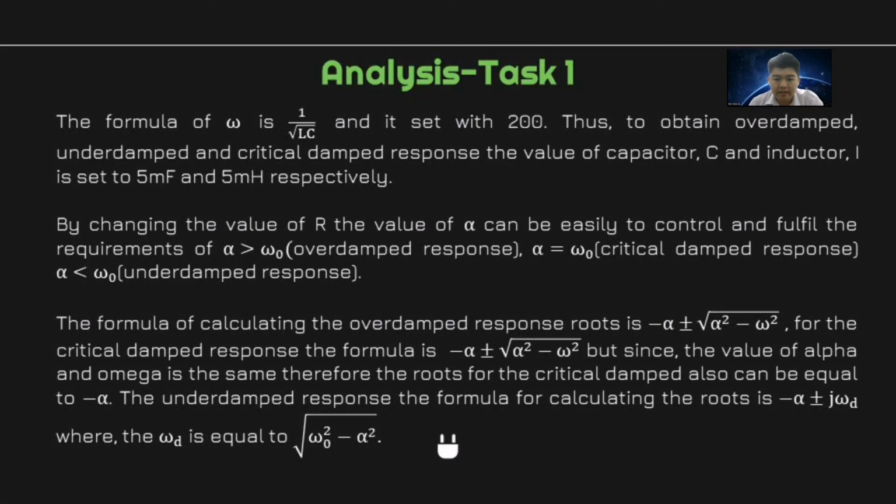Now I will present the analysis and discussion part. In the analysis of task 1, the formula of omega is 1 over the square root of LC, and it is set with 200 plus to obtain overdamped, underdamped, and critically damped responses.